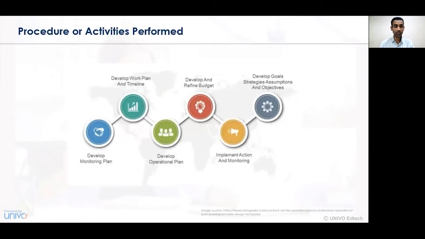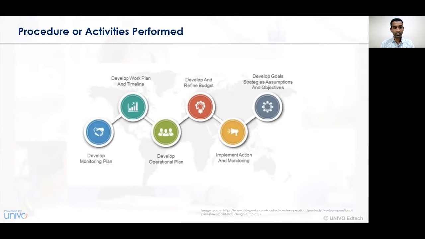Now let's understand what are the various procedures or activities that are performed in an operational plan. The first step or the beginning of the operational planning is developing or monitoring a plan. So initially, what do we have to do? We have to develop a plan. Whenever you start a strategic business objective, whenever you have a strategic goal associated with a particular business or a series of activities that you need to undergo, you need to develop and monitor a plan. And that particular plan should be available on paper, and accordingly you need to note down what activities you are going to perform.